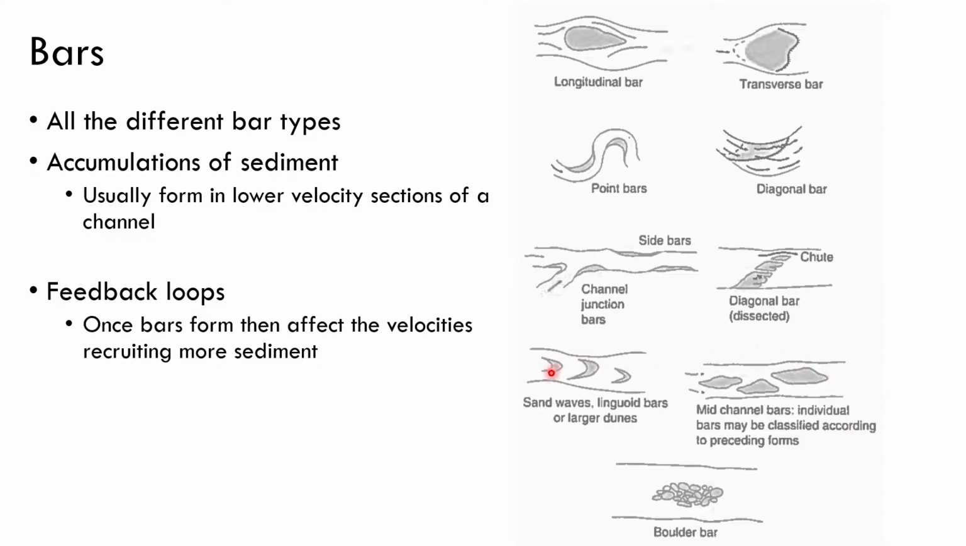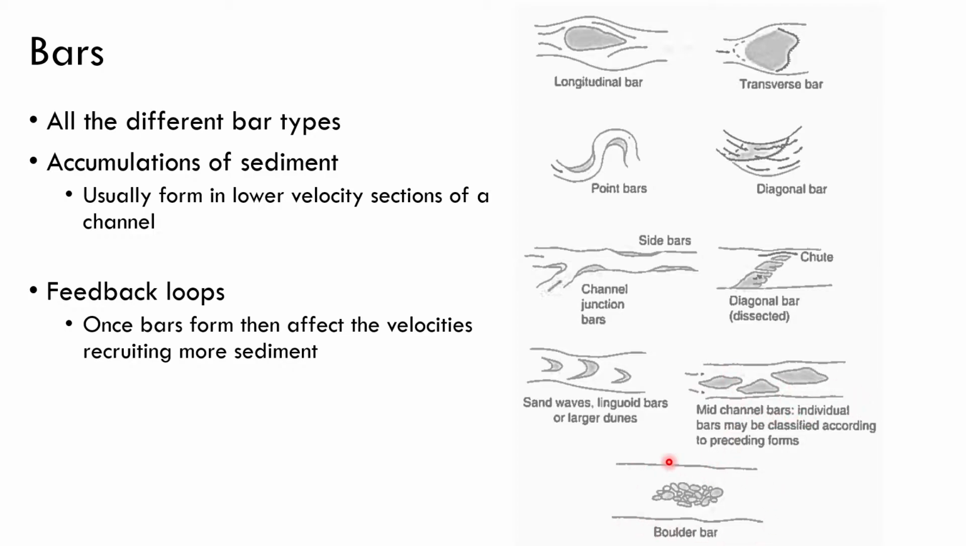And then down at the bottom here, these two examples are more in a sandbed stream, so you can get sand waves or large dunes, and we'll talk about those more in depth. But in sand-bedded streams, we get dune formation and these sand waves or sand sheets that form bar structures in sand-bedded streams.